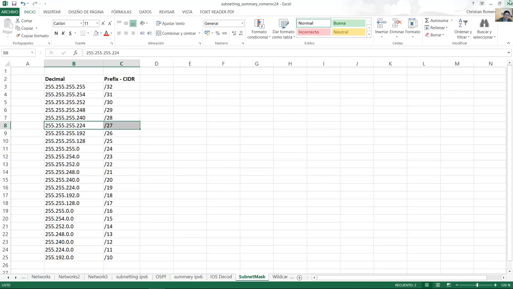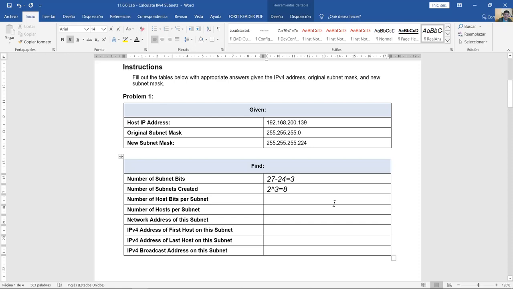So the operation is this: 32, that is the number of bits for an IPv4 address, minus 27, that is the prefix for the new subnet mask, so the answer is 5. 5 bits for number of host bits per subnet.